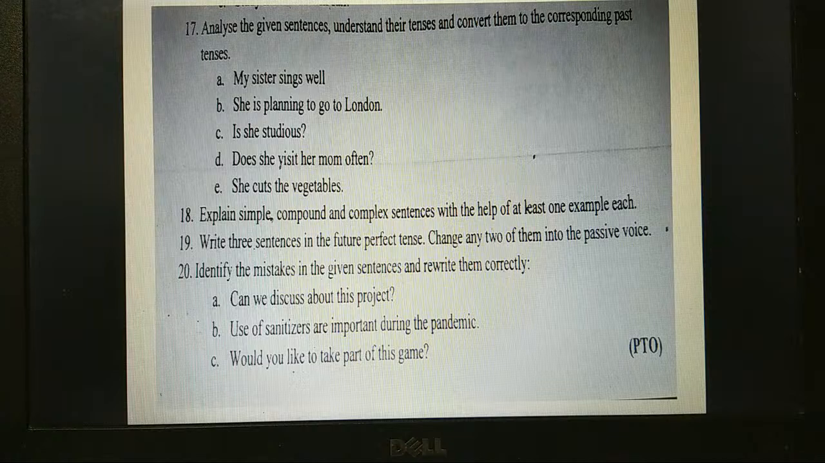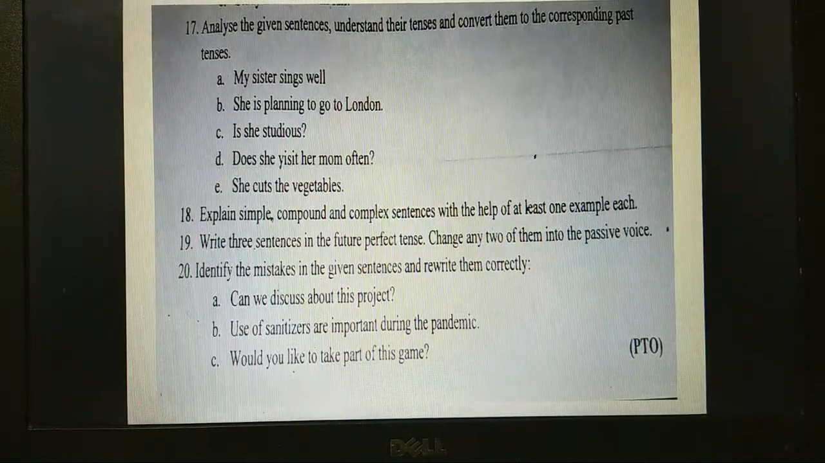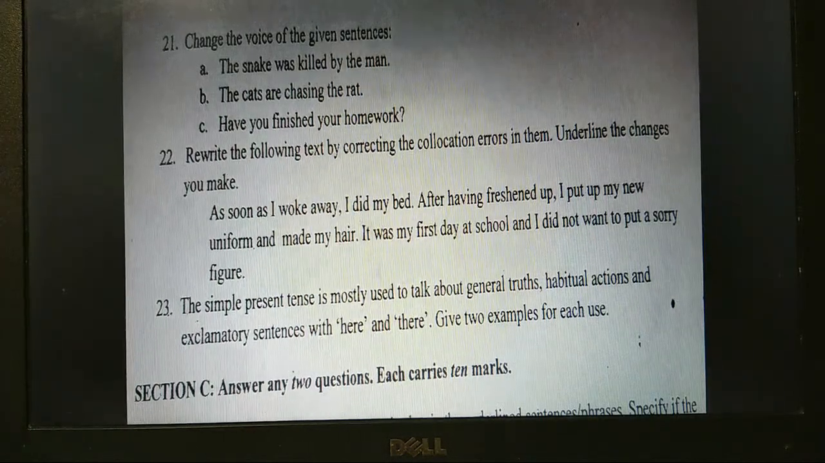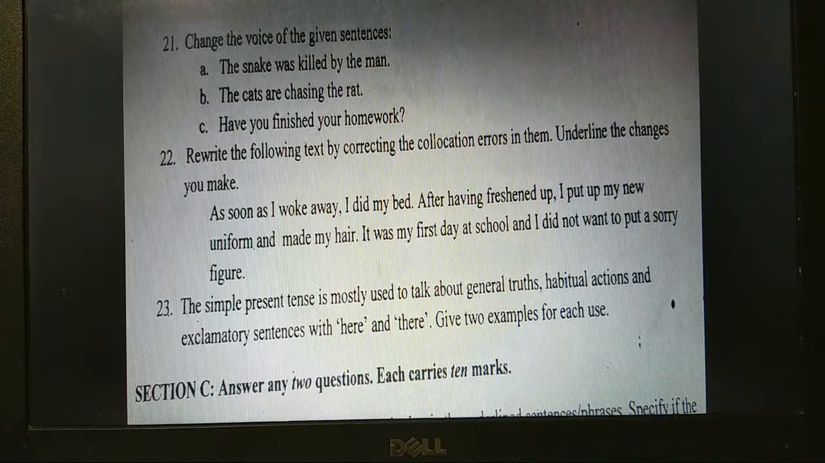Now we change the page. We have a new slide and we look at question number 21. Change the voice of the given sentences. Okay, so we have sentences in maybe passive voice or active voice, and if the sentence is in the passive, you have to change it into active. In the active, you have to change it into the passive.